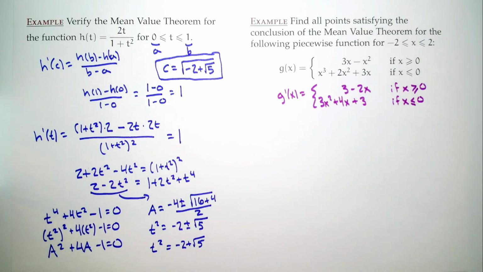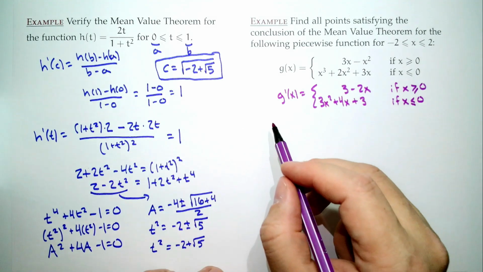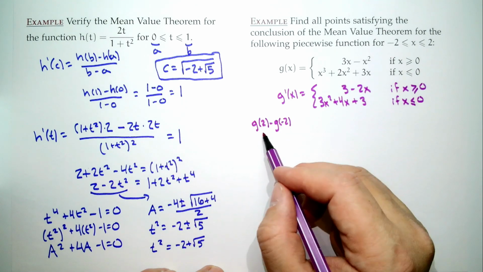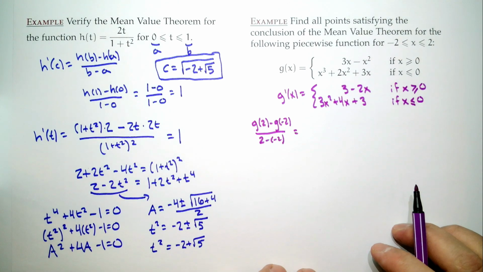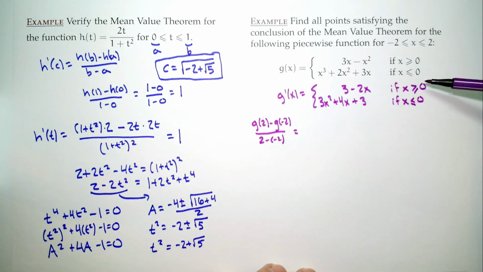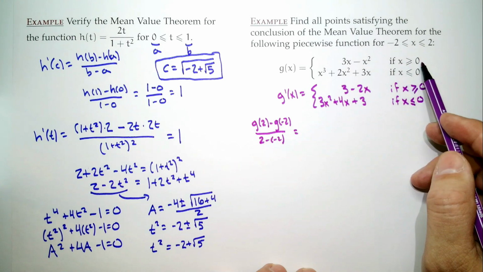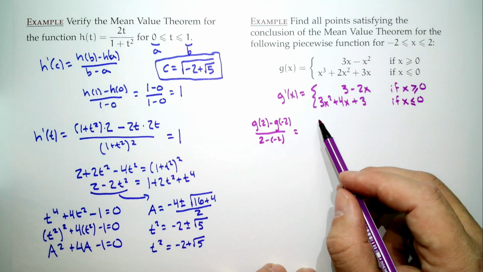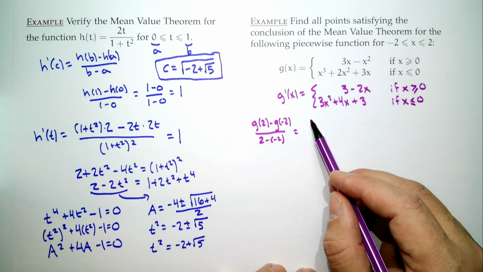So now what we want to do is say, all right, what is this ratio of the average rate of change? So we're looking at g of 2, subtract g of negative 2, divided by 2, subtract negative 2. Well, if I want to plug 2 in, which rule am I using? The top rule or the bottom rule? I go with the top rule because that's where 2 is greater than or equal to 0. So when I plug 2 in, what do I get? 6 minus 4, which is 2.